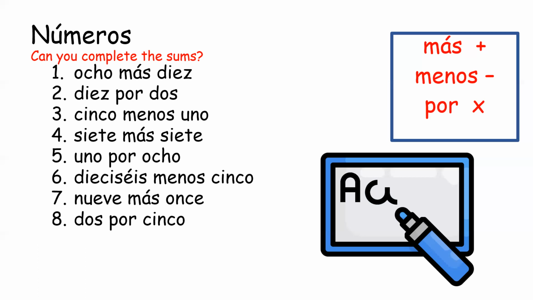Number 6, 16 menos 5, 16 minus 5. Our response is 11. Number 7, 9 más 11, 9 plus 11 will give us 20. And finally, number 8, 2 por 5, 2 times 5 gives us 10. I hope you got 8 sobre 8, 8 out of 8 on that little quiz.